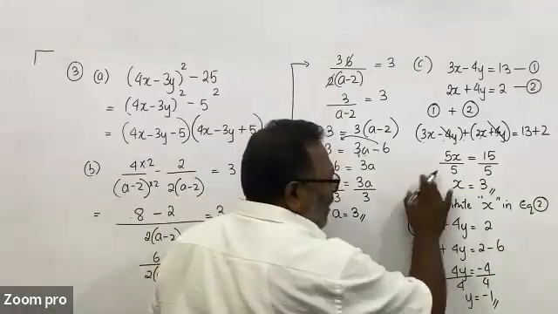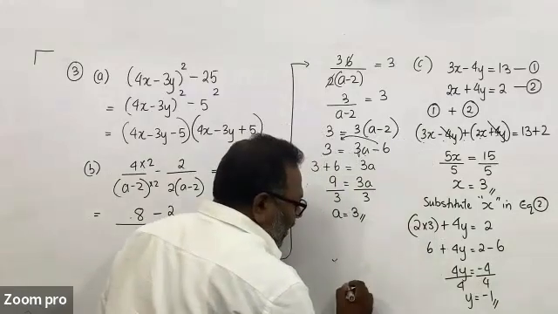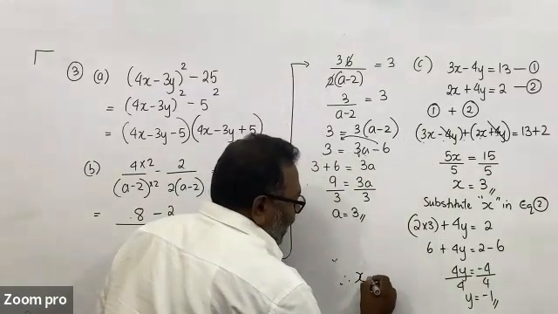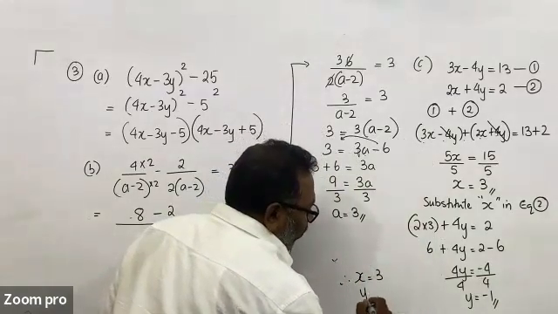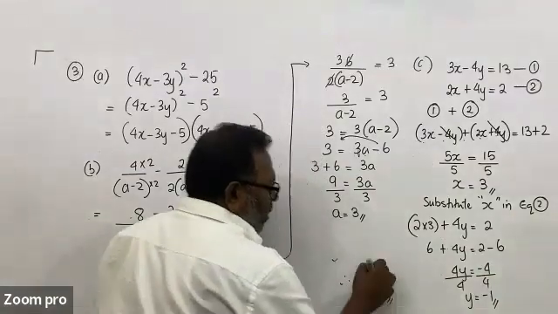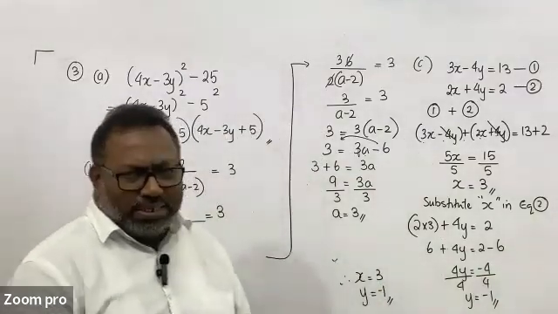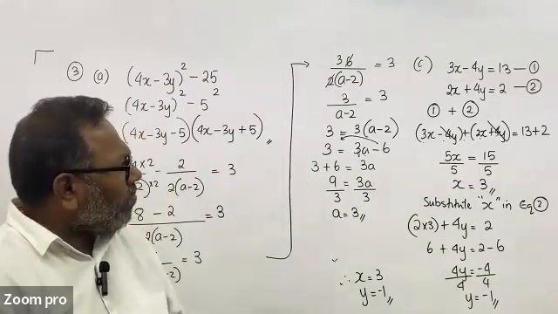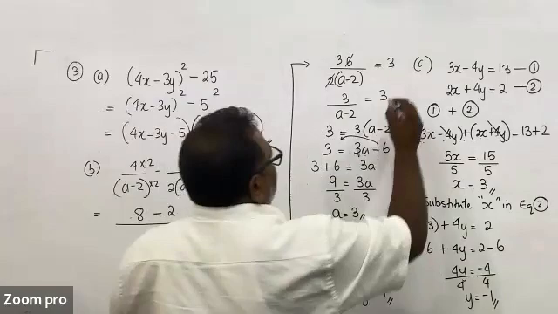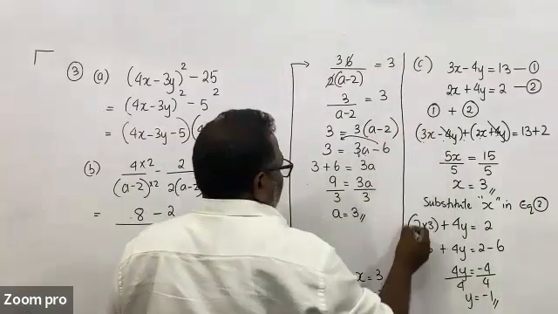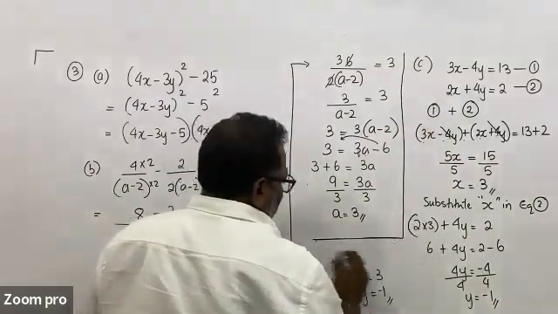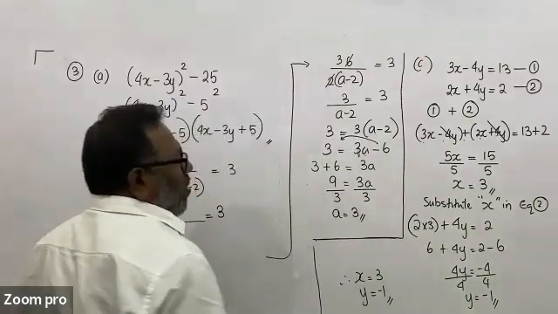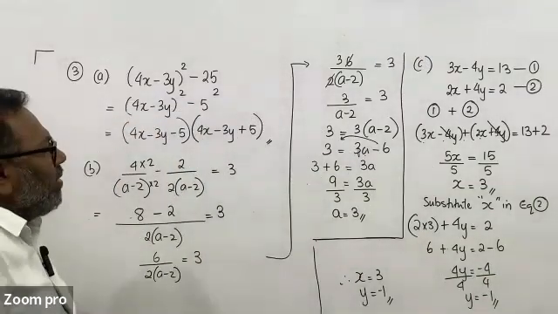So once you have done this, guys, at the end you just say x is equal to 3, y is equal to minus 1. Show the answers separately. Okay, please do that. So this is question number C. Please check your answers.